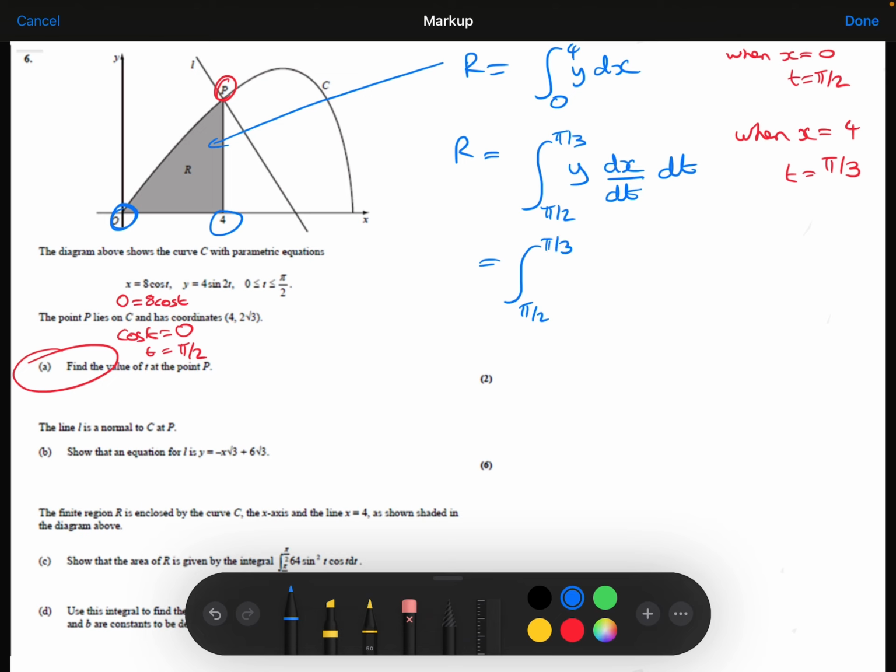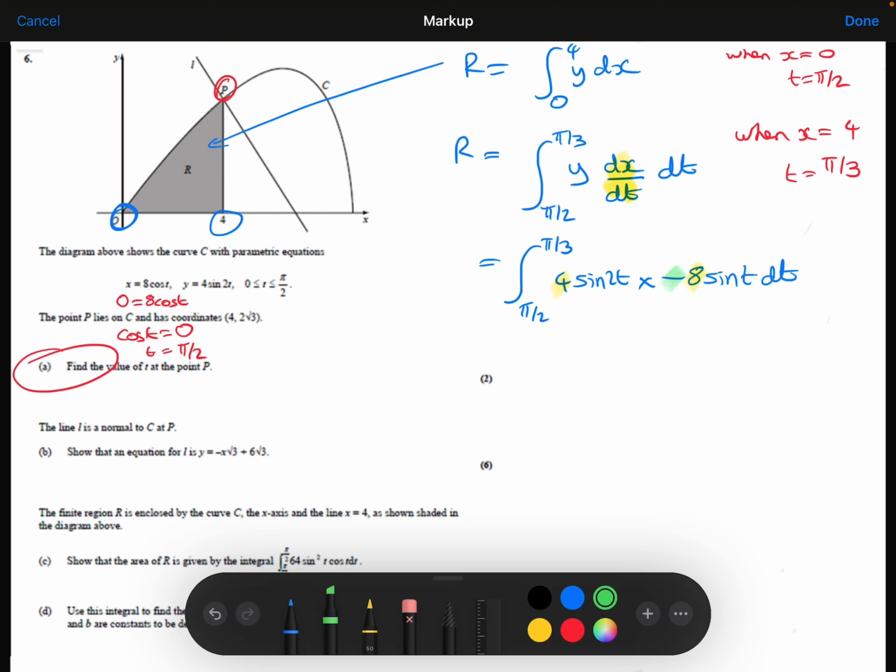Let's now substitute our y in. So remember our y is 4 sine 2t. And dx by dt, we did differentiate this a few moments ago. Differentiating the 8 cos t gives minus 8 sine t. Now, let's tidy this up a little bit. The 4 times the 8 is 32.